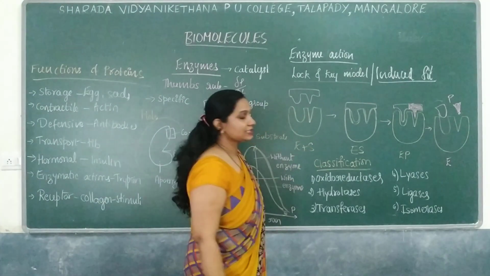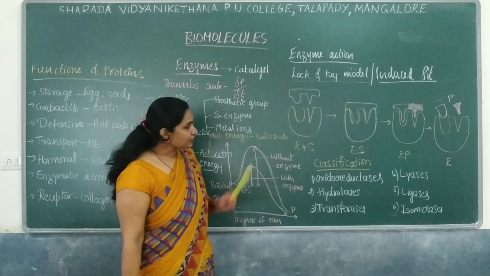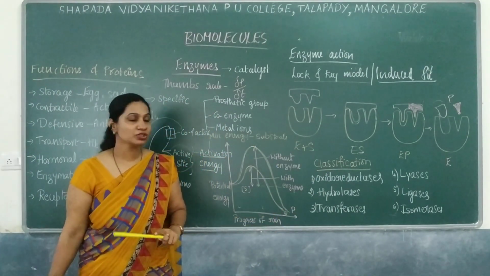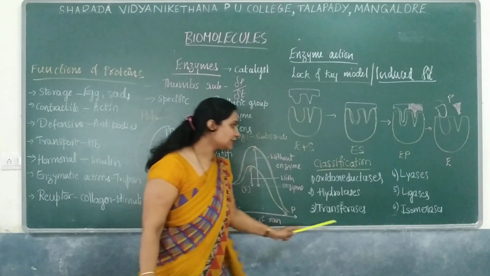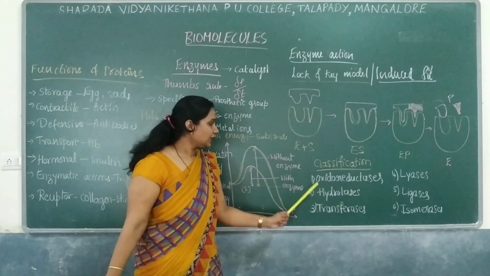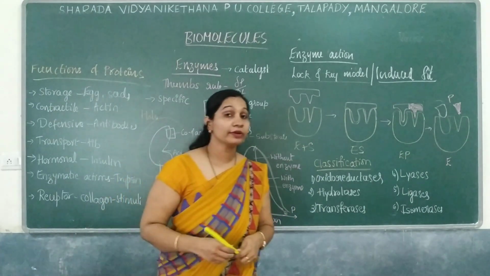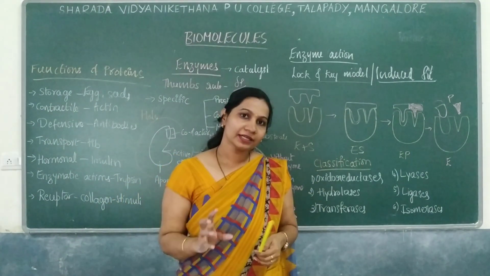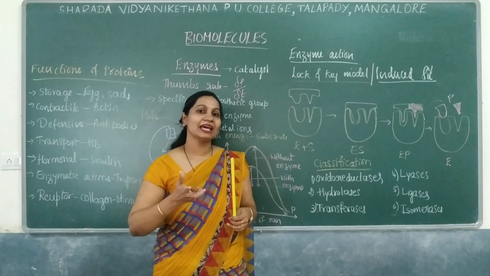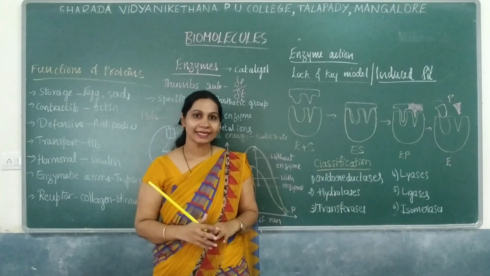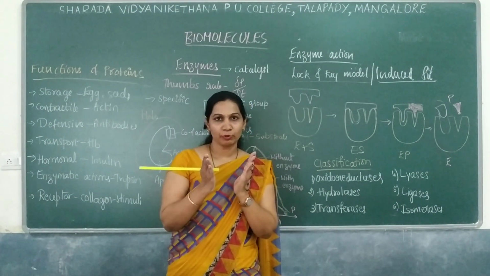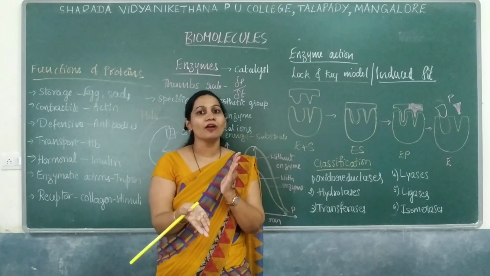Next is about the classification. In the classification, based on the functions of enzymes, there are 6 types of enzymes. In that, the first one is oxidoreductases. Oxidoreductases means they are the group of enzymes whose function is mainly done by oxidation as well as reduction. Their reaction is oxidation reduction. It will do the function by doing oxidation and reduction.